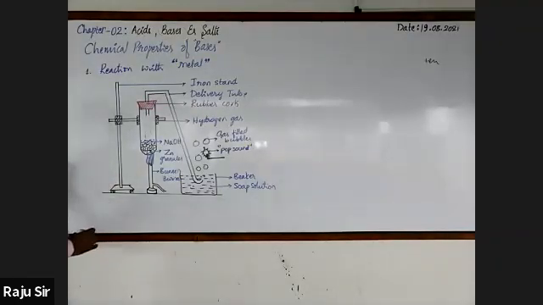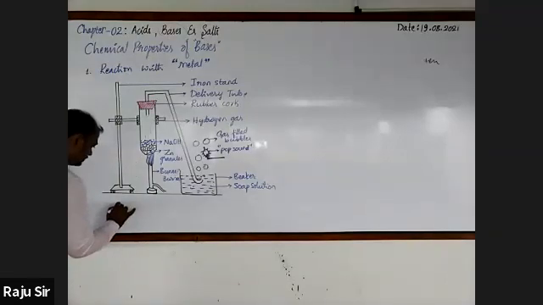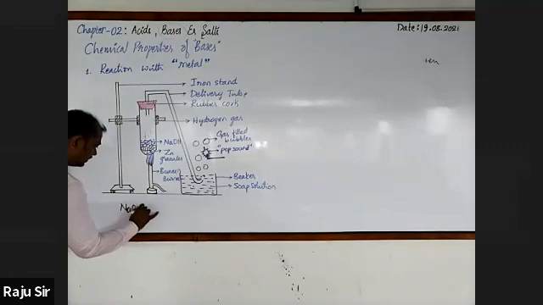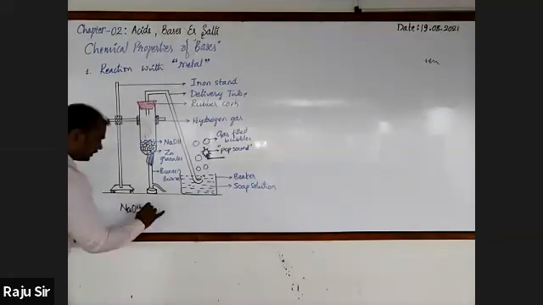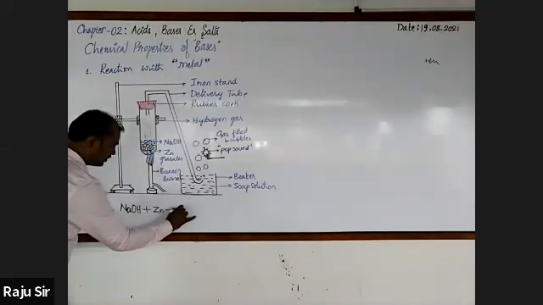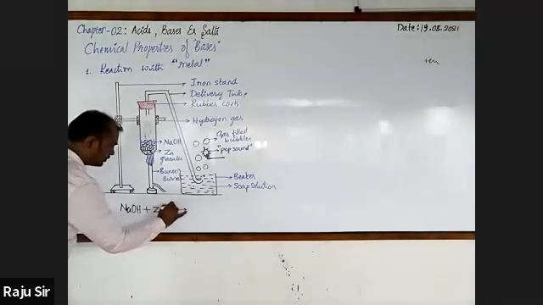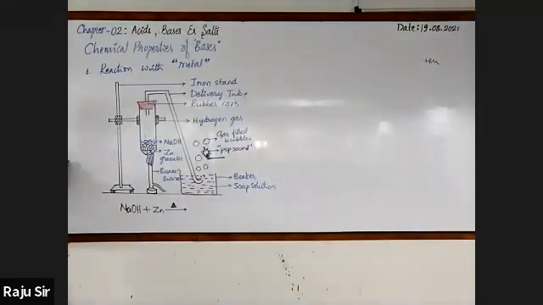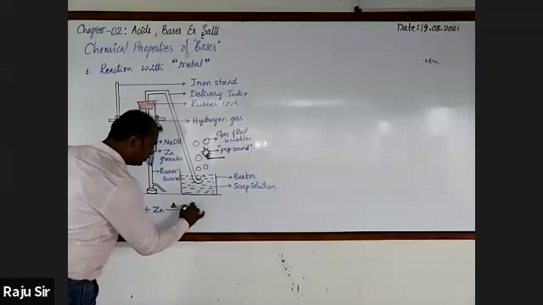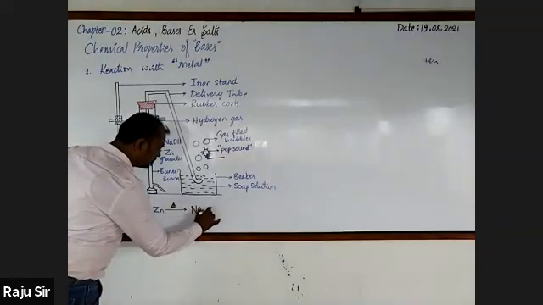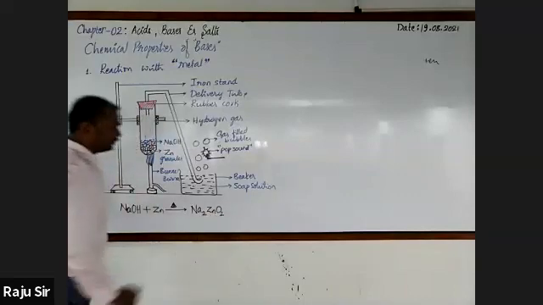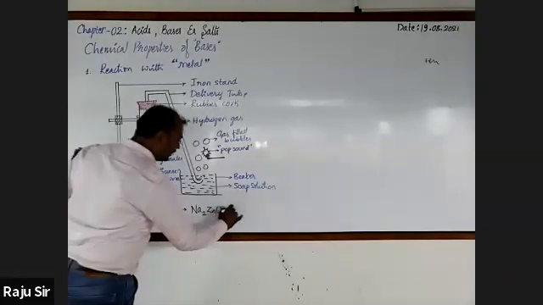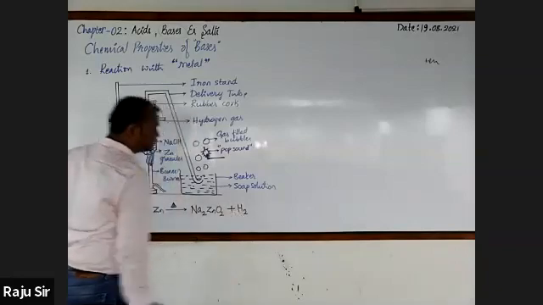Now let me write the chemical reaction. We have taken the base called sodium hydroxide, that is NaOH. It reacts with the metal called zinc on heating. So I'm showing the delta symbol, which represents that the contents are heated. Then we'll get a salt called sodium zincate, Na2ZnO2, plus hydrogen gas is liberated, H2.